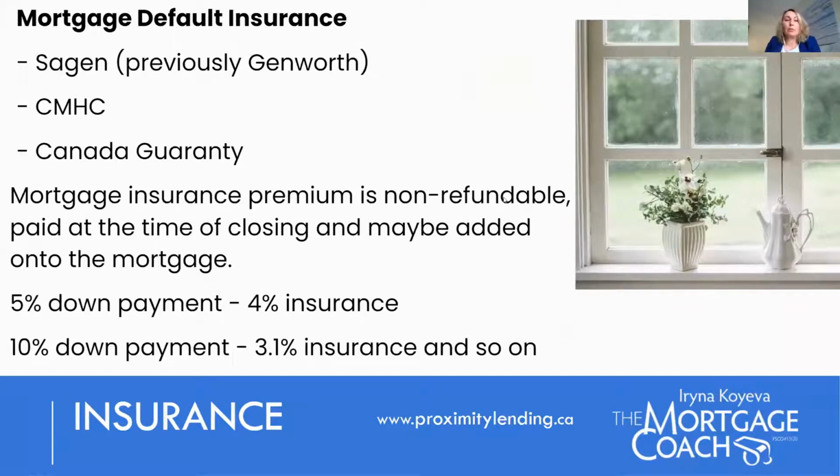Okay, let's talk about mortgage default insurance. When you put a down payment on a house that is less than 1 million in price, and your down payment is less than 20%, in Canada you need to get mortgage default insurance. This insurance secures the lender that if something happens and you're not able to pay your mortgage, they will be able to get the money back. In Canada, we have three organizations for mortgage default insurance: Sagen, previously Genworth Canada, CMHC, and Canada Guarantee. The mortgage insurance premium is non-refundable and it can be added to your mortgage. It depends on the down payment that you provide. The more down payment you put, the less insurance you need to pay. And of course, if you have a 20% down payment, there is no insurance required.